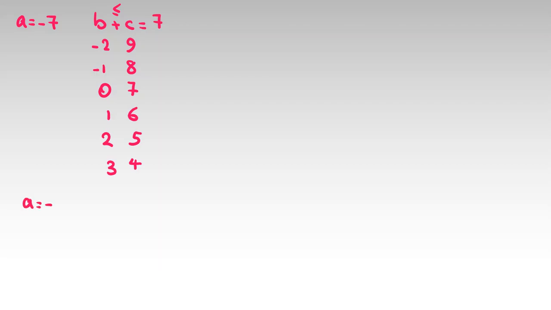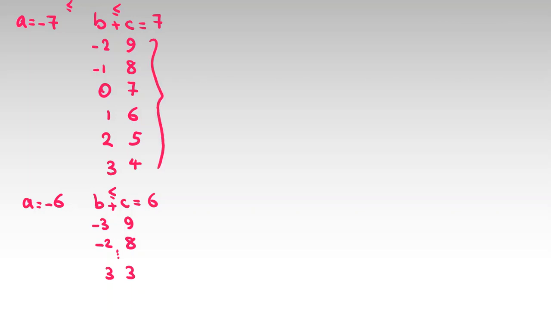Now the next one, if A equal to -6, B plus C will be 6. And we can say B less than or equal to C. We know also A less than or equal to C. So if C is 9, then we have -3, 8. You can write -2 up to the last one, 3, 3. So for example here, without considering permutation of A, B, C, we have 6 answers. Here, from -3 to -3, we have 7 answers.